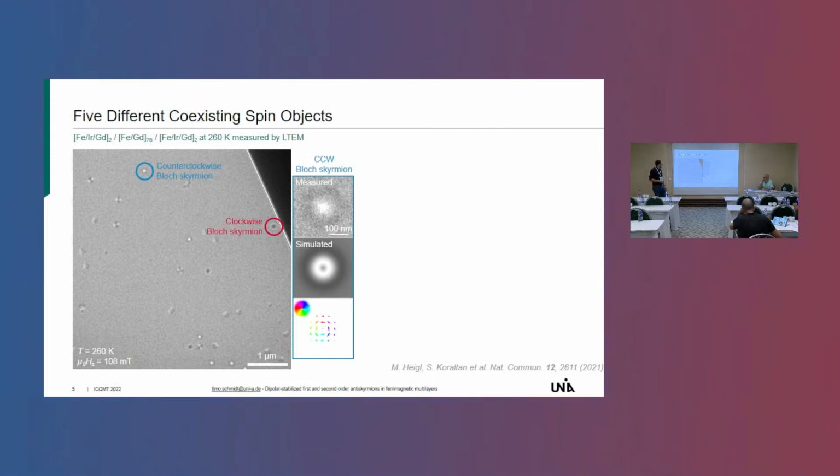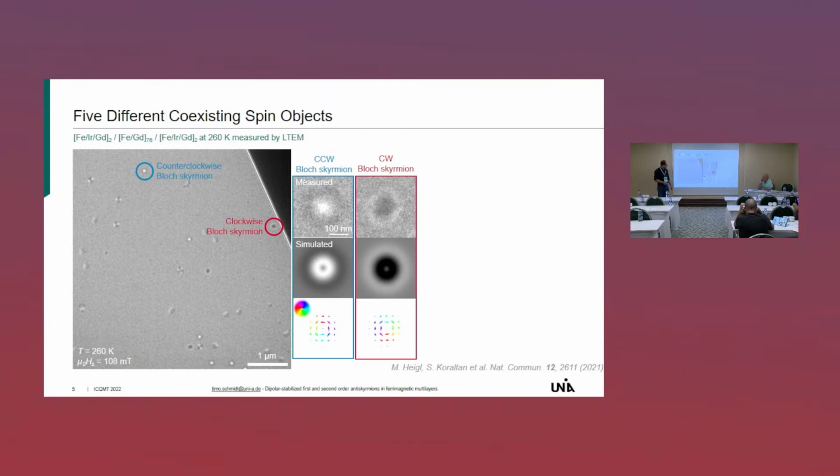And there are also black dots, which is a clockwise Bloch skyrmion. So it's the same principle, but this time it acts as a defocus lens. So we get a black dot and a white circumference in the middle, and also that matches really good with our simulation or our experiment.